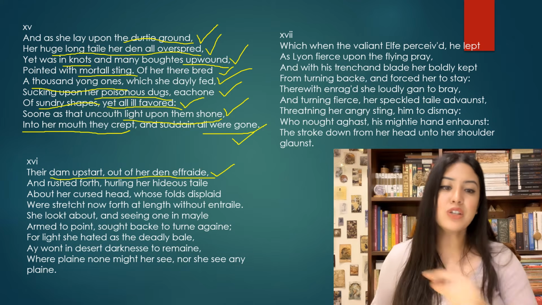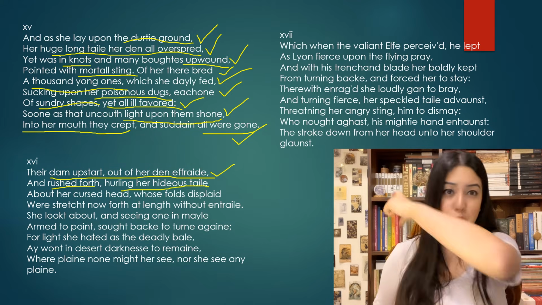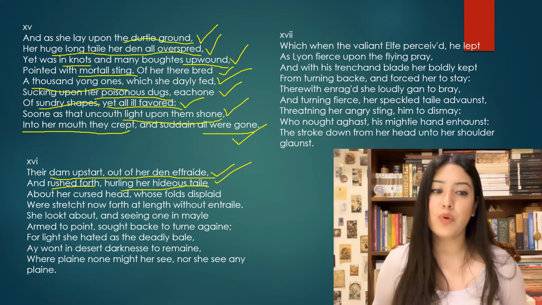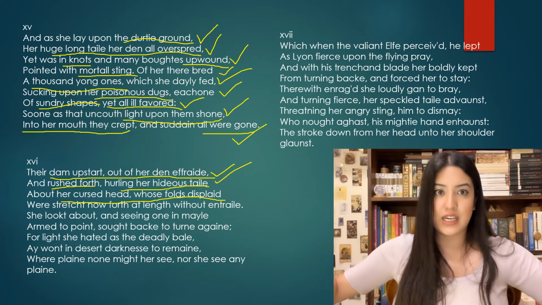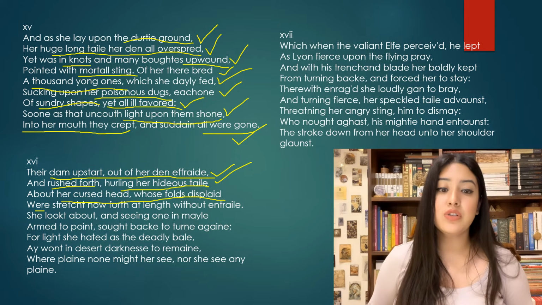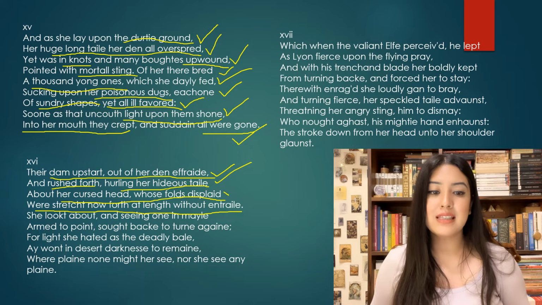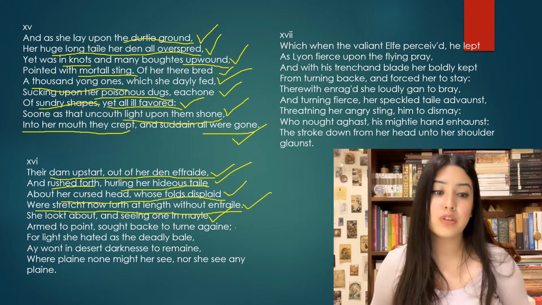Okay, and rushed forth hurling her hideous tail. So her hideous tail was in knots. Now it opened wide. Okay, and she rushed out. About her cursed head whose folds displayed, as in they were knotted and now they are not knotted anymore. Okay, was stretched now forth at length without entail. She looked about, and seeing one in mail armed to point, sought back to turn again.